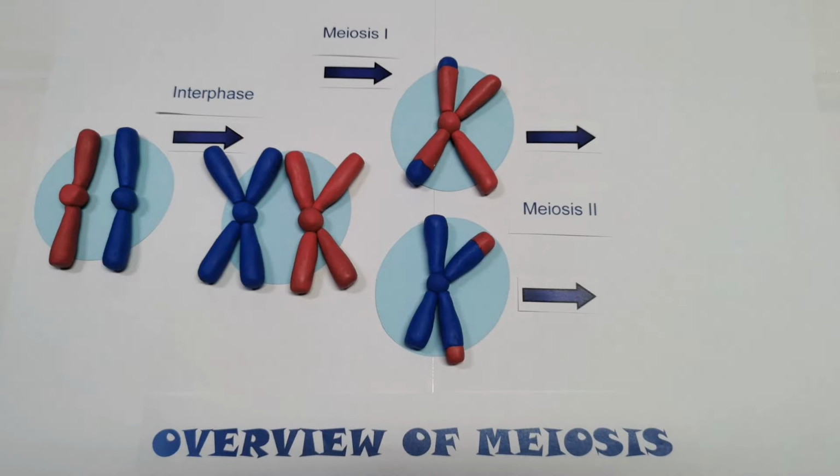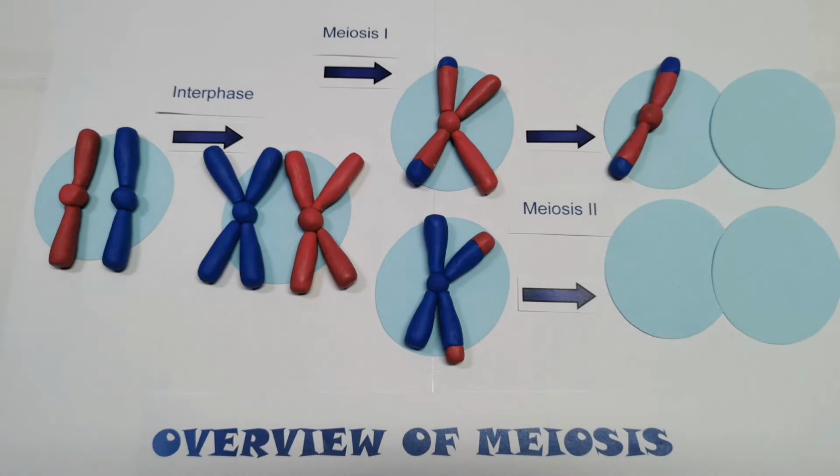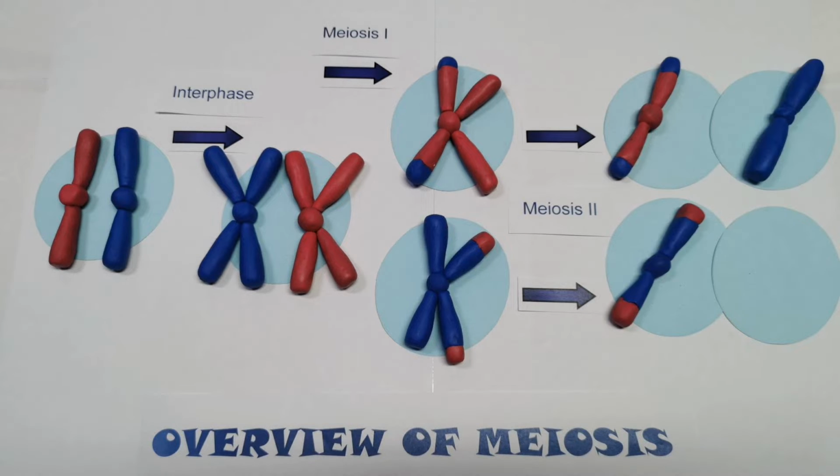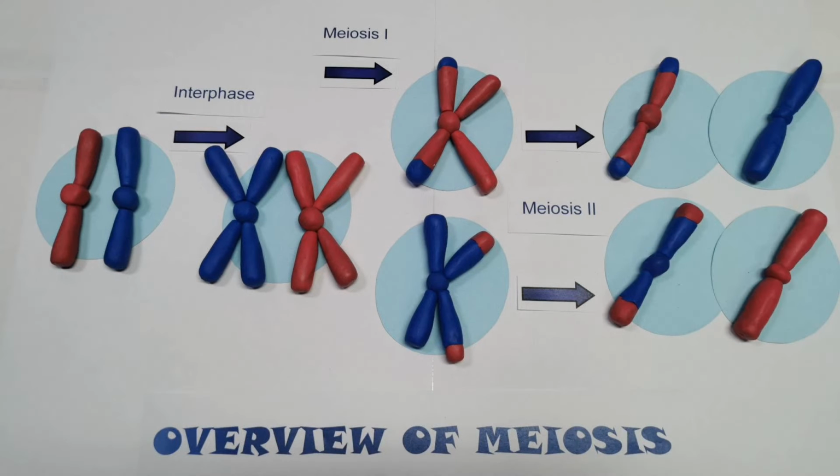In meiosis 2, the chromatids separate into chromosomes, leaving 4 haploid cells. These haploid cells will mature into gametes, sperm or egg. Let's look at this process step by step in more detail.